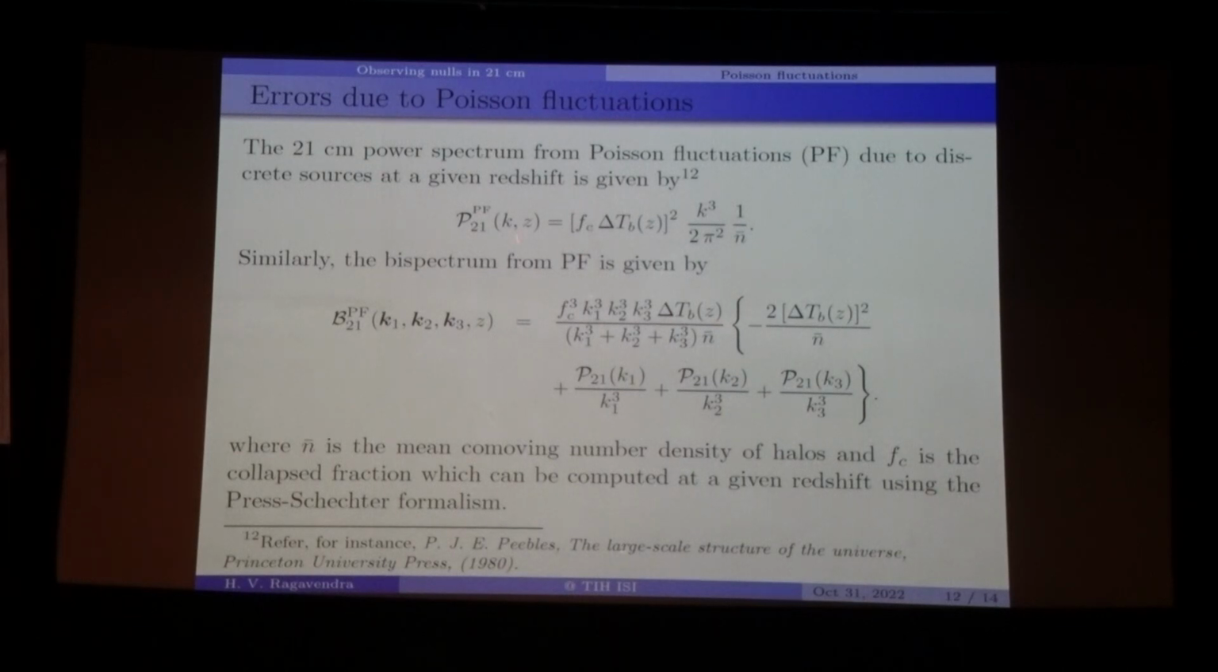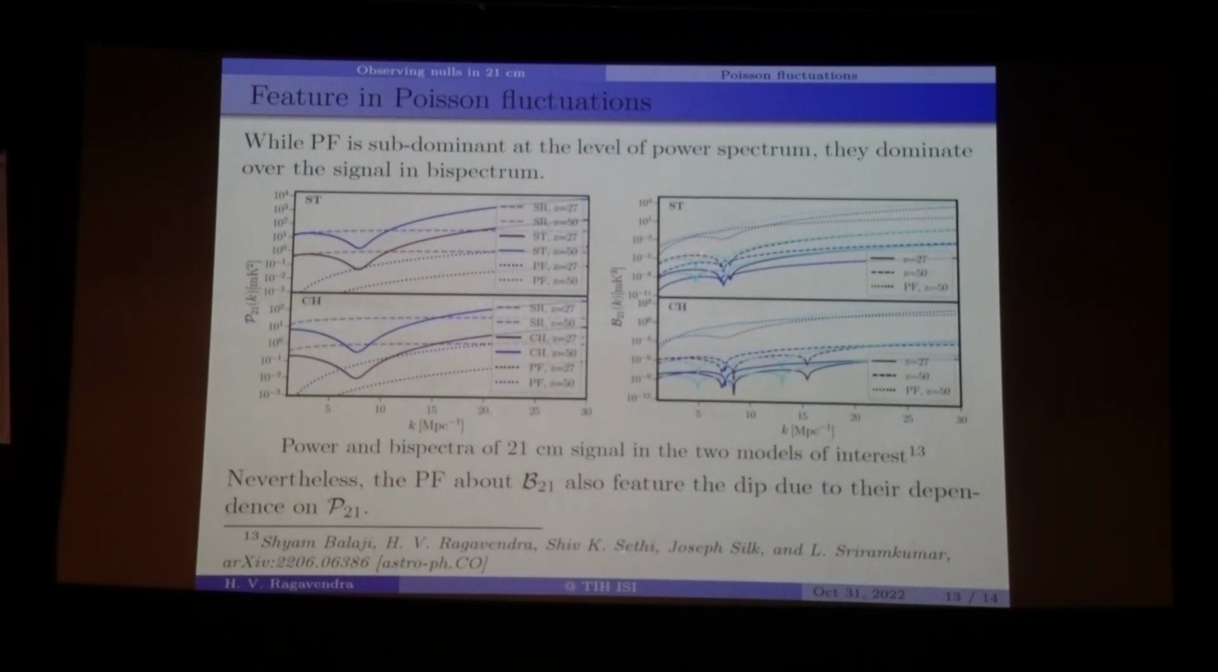You see, there is no k dependence in this P21 apart from the delta T_b and k cubed. So we get a standard power spectrum associated with P21 PF. But B21 is slightly more complicated at the Poisson fluctuation level, in that it depends on 1 by n bar squared as well as the original power spectrum of the 21 centimeter signal. And because of that, we see that the bispectrum is dominated by the Poisson fluctuation errors compared to the power spectrum where it is subdominant.